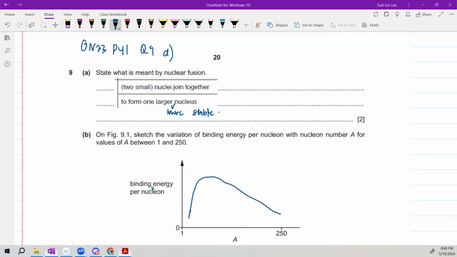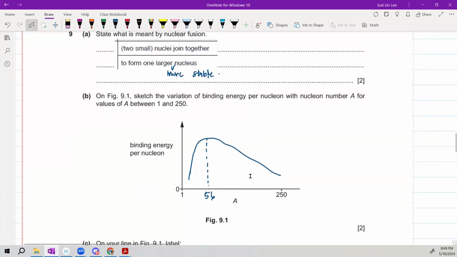Okay, so what you care about is a turning point. Please label the turning point here to be 56. It should look like 56, which is 1/5 of the scale each, roughly. 2 marks. 1 mark is for the shape, 1 mark is for the position of the turning point.